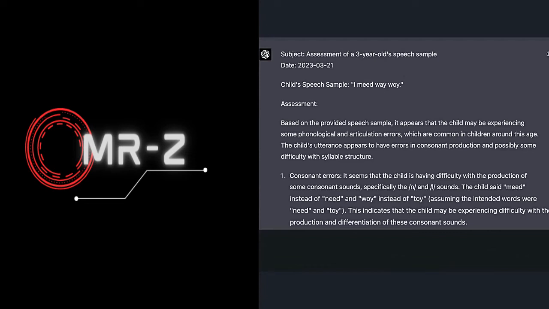Based on the provided speech sample, it appears that the child may be experiencing some phonological and articulation errors, which are common in children around this age. I don't know what phonological or articulation errors are.